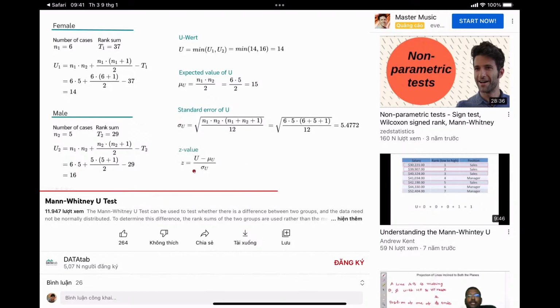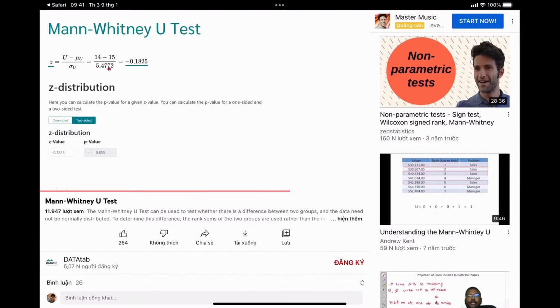The Z value results from U minus mu of U divided by the standard error. In our case, we get 14 minus 15 divided by 5.4772, which makes minus 0.1825. So now we have calculated the Z value, and with the Z value we can further calculate the p-value. Our Z is minus 0.1825, and we can now use this value in order to calculate the corresponding p-value.